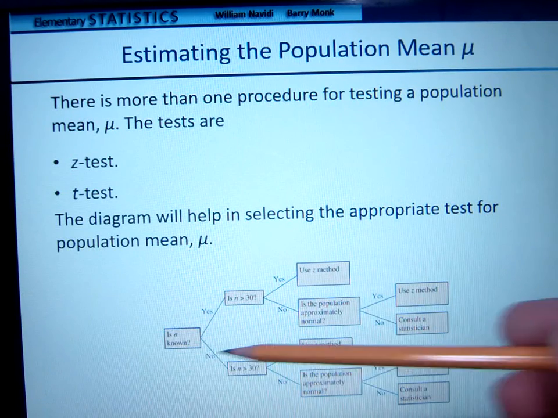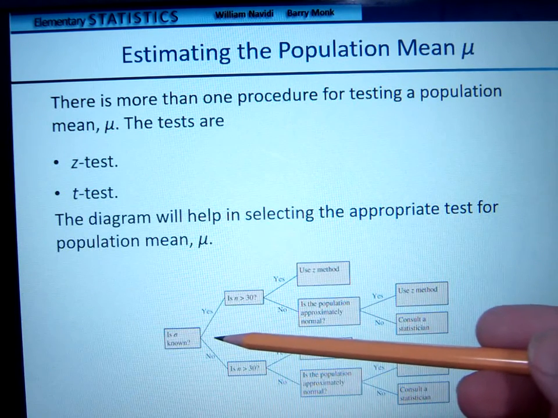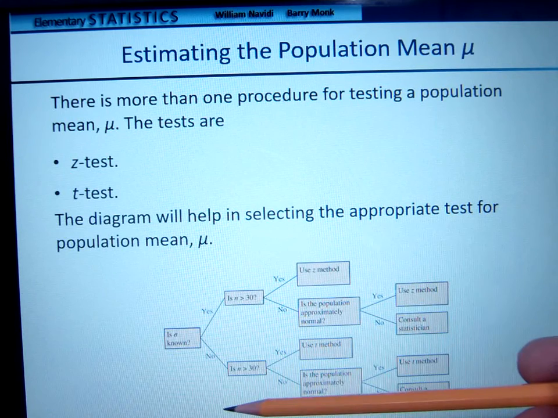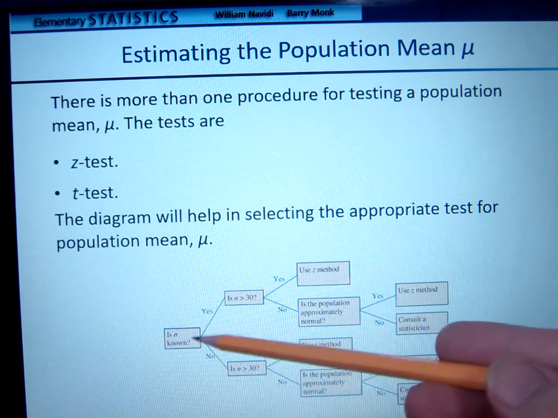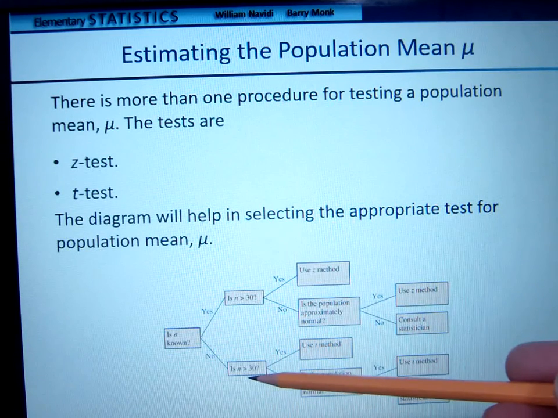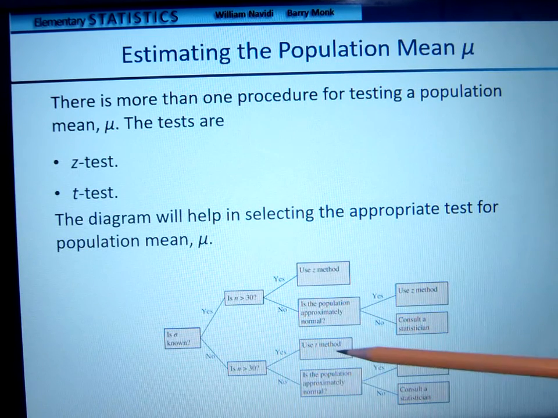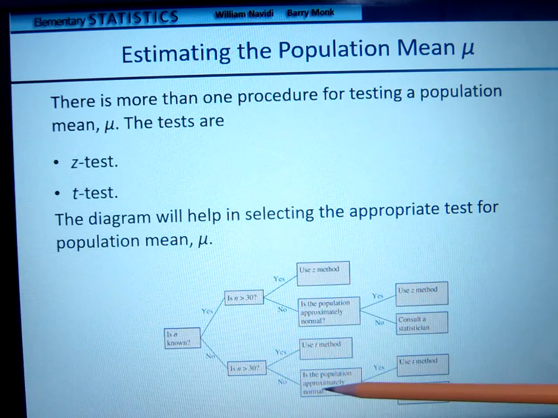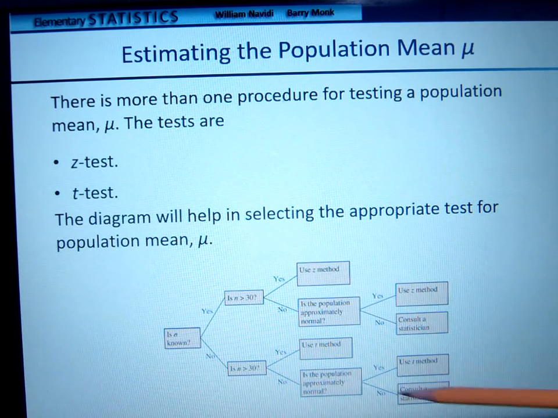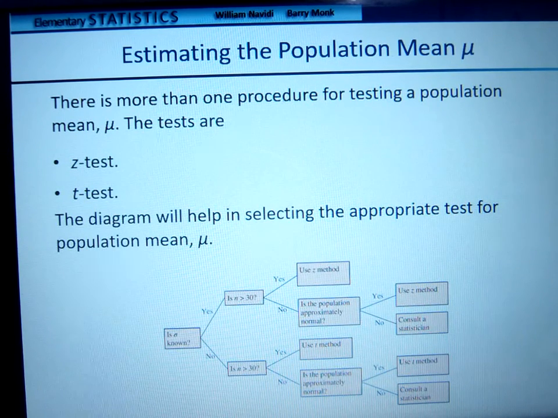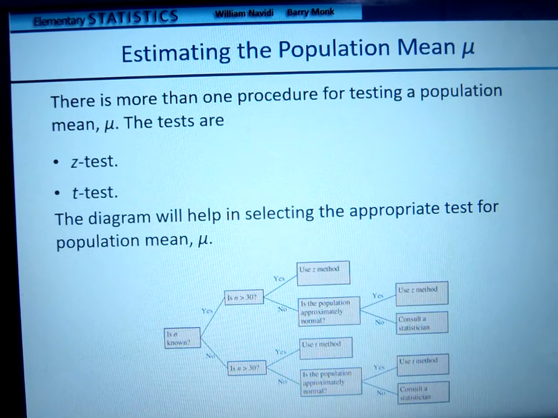So you can see this flow chart is very similar to the one that we used before. If the standard deviation is not known, then again you ask, is n greater than 30? If it is, use the t method. If it's not, then you're going to see if it's approximately normal. If it is, you use the t method, and if it's not, you consult a statistician. So these flow charts will help you a lot in determining which you should use. You need to use them when you get stuck on your homework. You need to go back and take a look and use these before you search through all the rest of the pages.